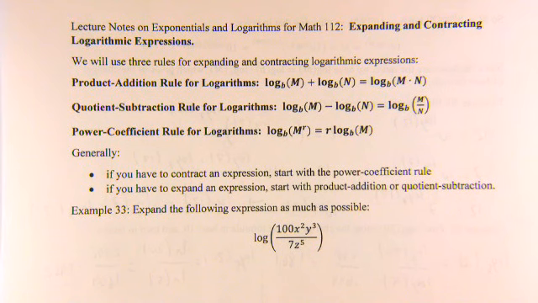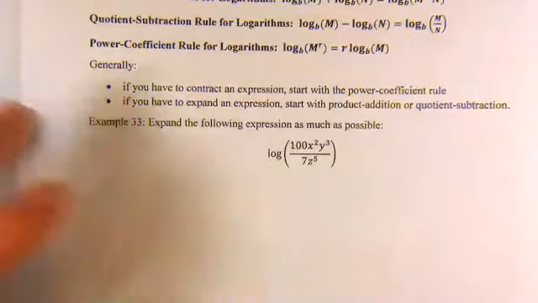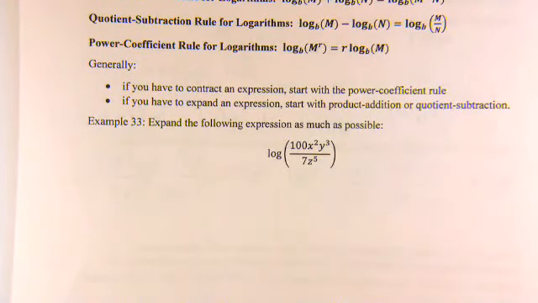Generally, if you have to contract an expression, start with the power coefficient rule. If you have to expand an expression, start with the product addition or quotient subtraction rule. So, example 33. We want to expand this expression as much as possible.